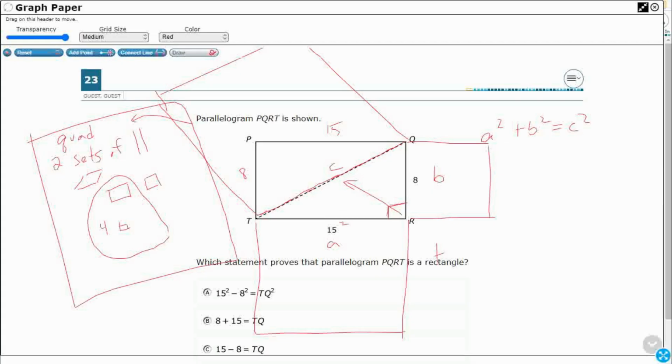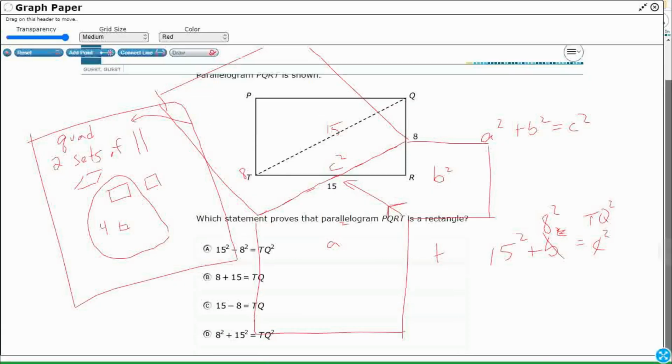So we'd have to find the squares of each of these, right? So 15 squared plus b squared, which we'll call 8 squared, right? Equals, I have it as c squared, but I notice they're not using c, they're using TQ. All right, so let's do TQ squared. And so yeah, 15 squared plus 8 squared equals TQ squared. They kind of rearranged it, but it looks like our answer here is D.